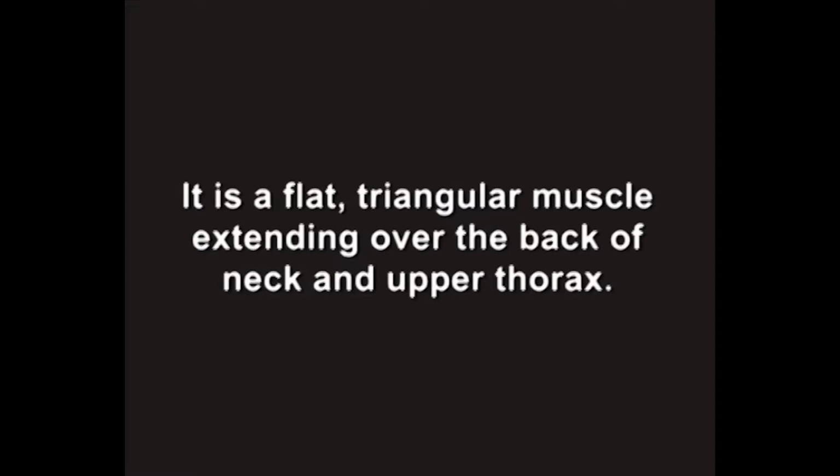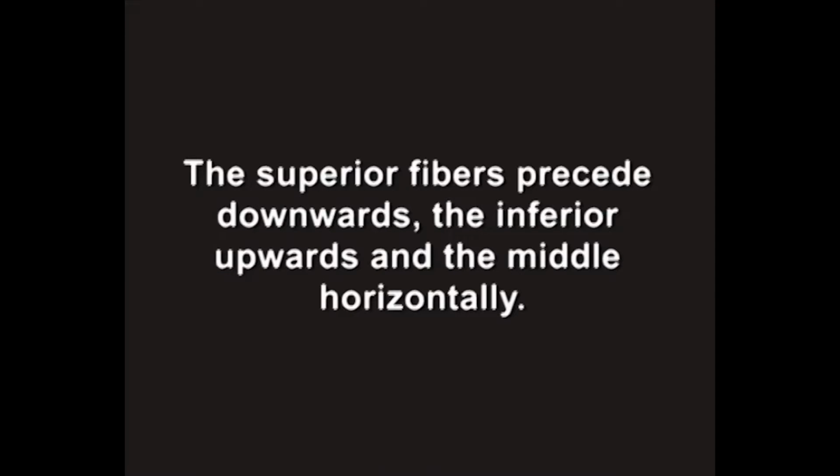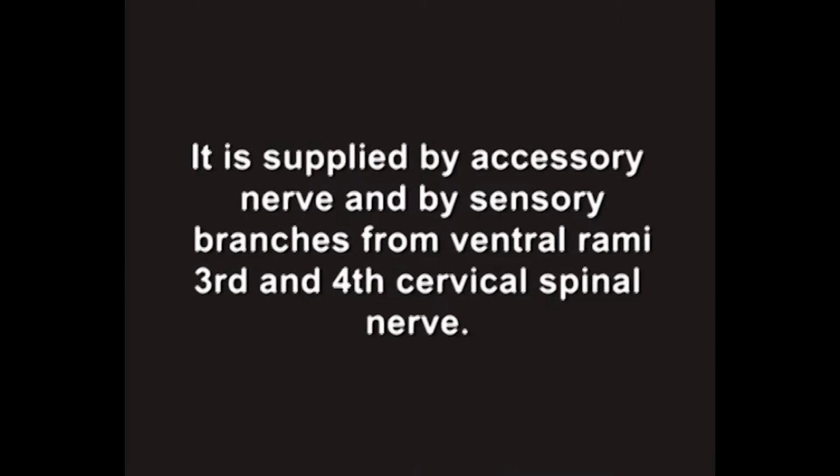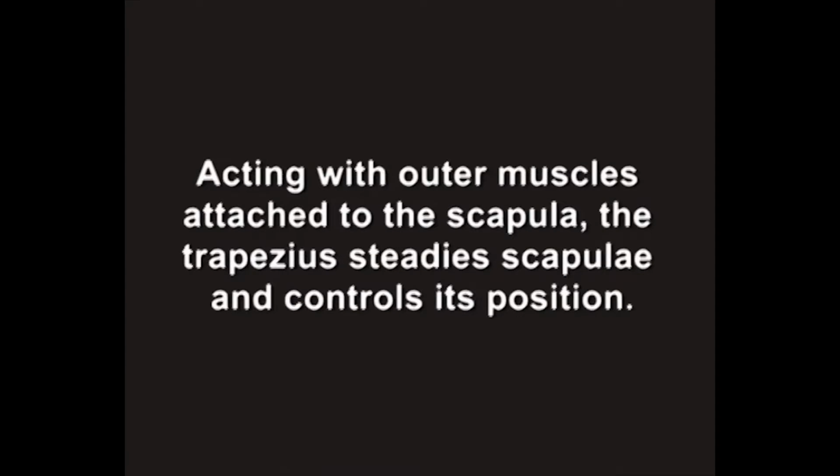Trapezius. It is a flat, triangular muscle extending over the back of the neck and the upper thorax. The superior fibers proceed downwards, the inferior upwards, and the middle horizontally. It is supplied by the accessory nerve and by sensory branches from the ventral rami of the third and fourth cervical spinal nerves, acting with other muscles attached to the scapula. The trapezius controls its position.